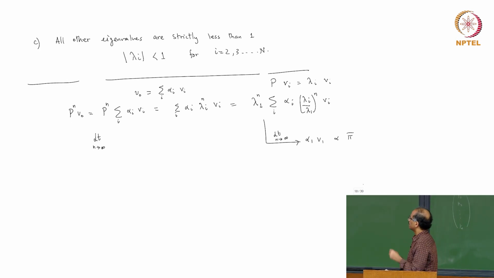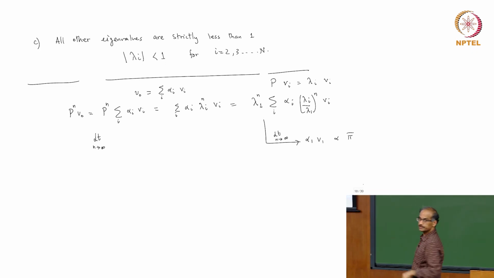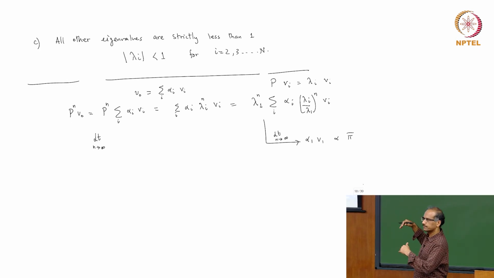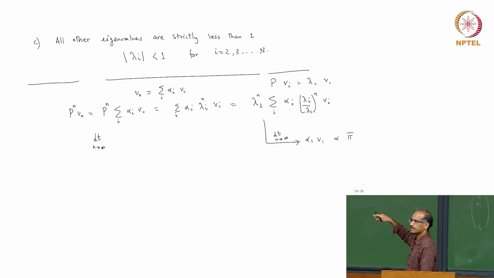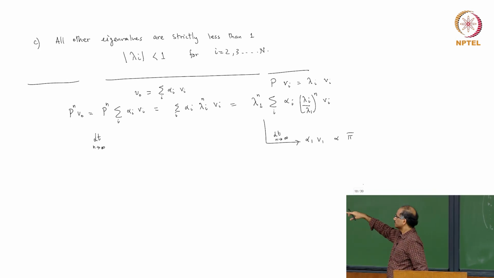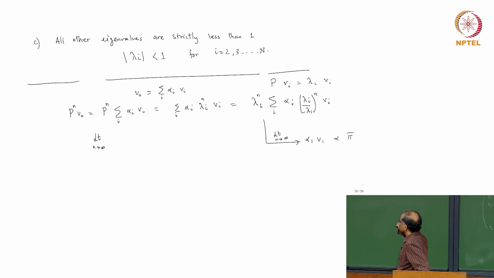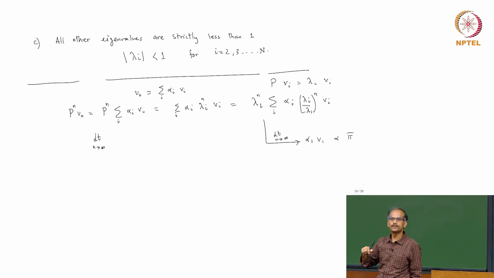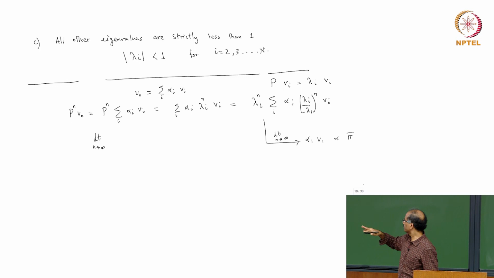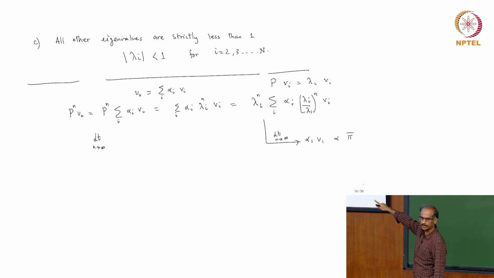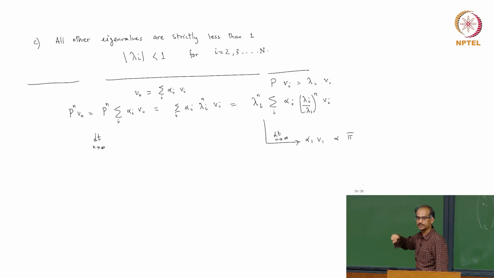Okay, so another thing that you can also see is that, given the fact that lambda 1 is the largest eigenvalue and every other eigenvalue is smaller than lambda 1, the speed of convergence to this pi bar is determined by lambda 2. Because lambda 1 is the dominant eigenvalue, and the speed with which your P power n v0 converges to pi bar will depend on lambda 2, the second eigenvalue.